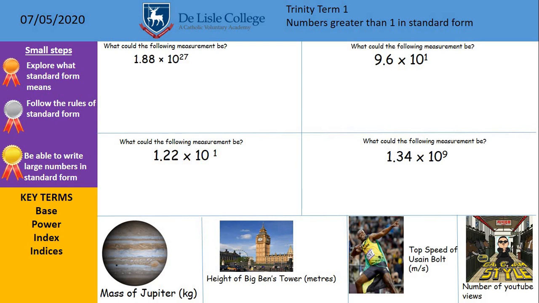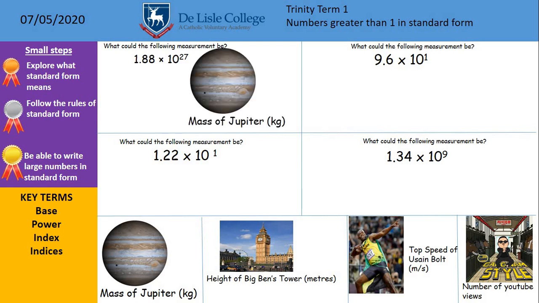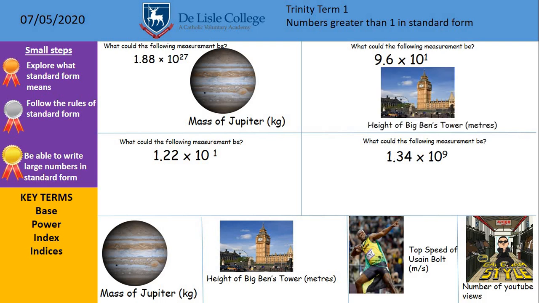Okay, hopefully you've had a go at those. The top left one there, very, very large number. The biggest number we've got there on the screen is the mass of Jupiter. Then we've got height of Big Ben's tower. So if you remember, 10 to the power of 1 is in fact just 10. Multiply it by 9.6, we've got 9.6 times 10. So Big Ben's tower is 96 meters tall.